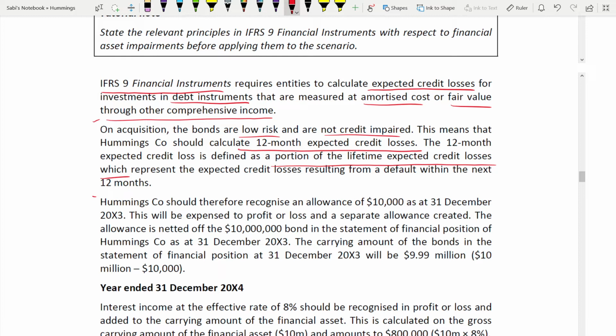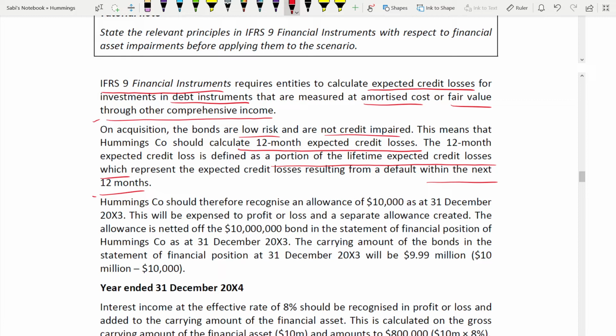Okay. That means 12-month expected credit losses means what? You are expecting that this will be your credit losses. That means this will be a shortfall within the next 12 months. That is the meaning of 12-month expected credit losses. That means the borrower is going to default on their payment in the next 12 months. It is within 12 months. That's why it is known as 12-month expected credit losses. If it's more than 12 months, it is known as lifetime expected credit losses. Understood?